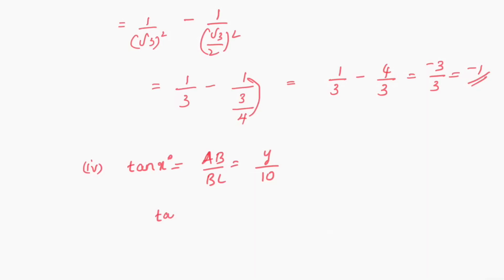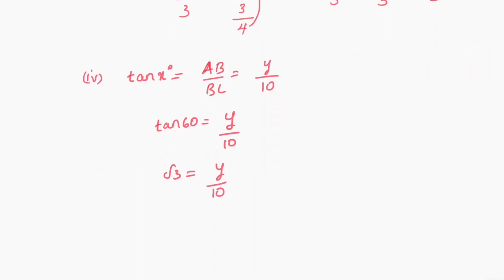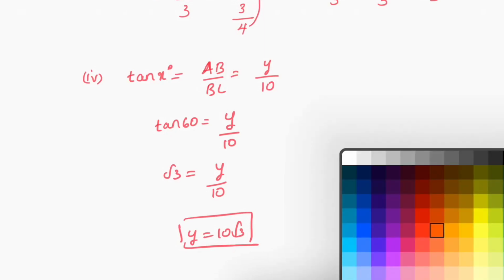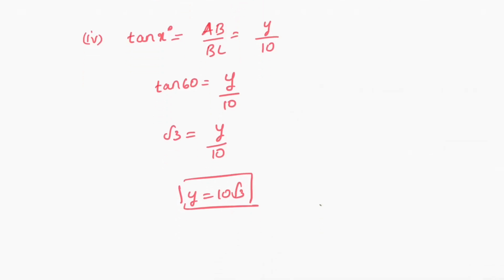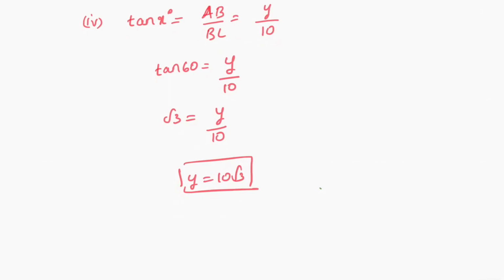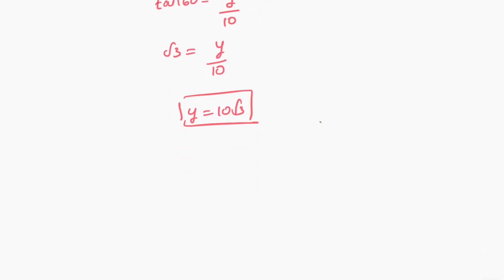What is tan X? X is 60, right? So tan 60 equals Y by 10. It is root 3 is equal to Y by 10. So what do you get? Y is equal to 10 root 3. So using the tan X value, you have got the value of Y. Correct? Now let us go to the next one. Similar to this question is our 10th question. You can do it yourself.